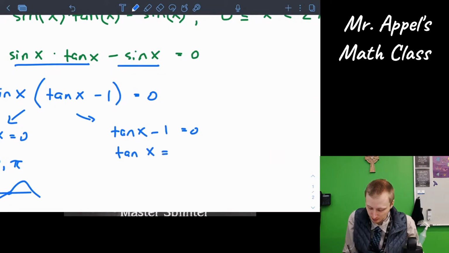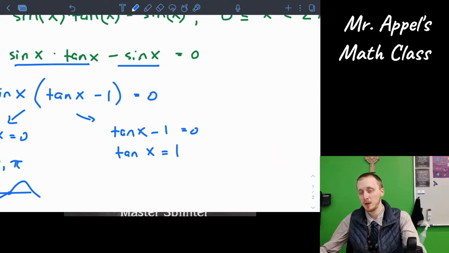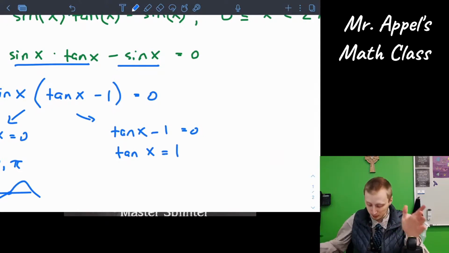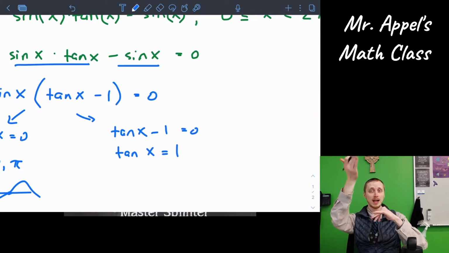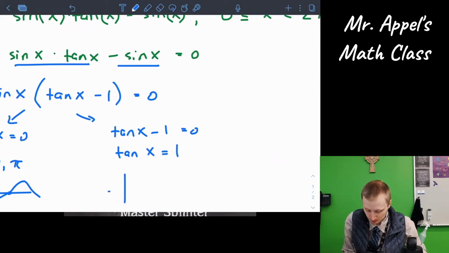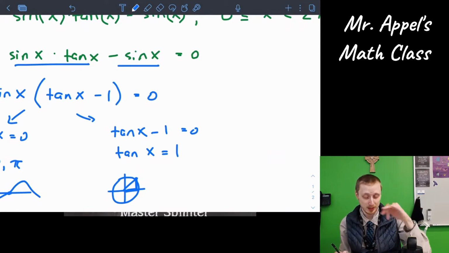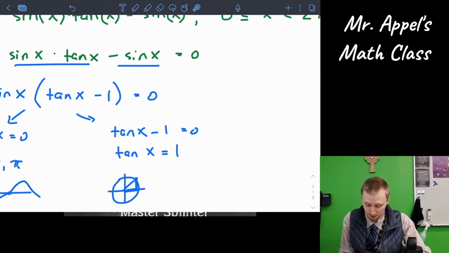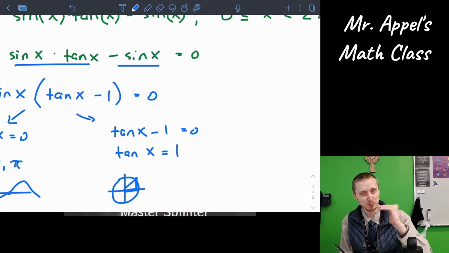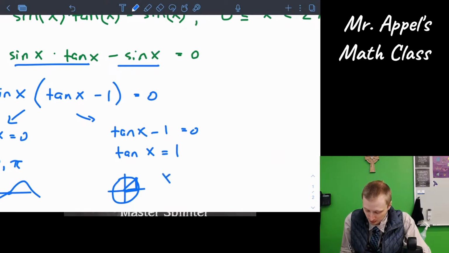How about over here? We can add 1 to both sides. Tangent of x equals 1. Where does the tangent equal 1? Remember, tangent is the y over x. What angles on my unit circle are perfectly symmetric, where the x value and the y value are the same? Y over x equals 1. That would be my 45s, or the pi over 4s. So x equals pi over 4.